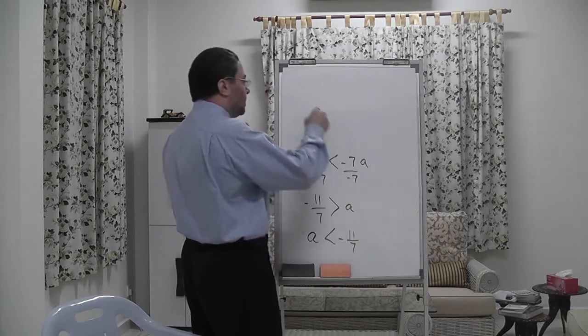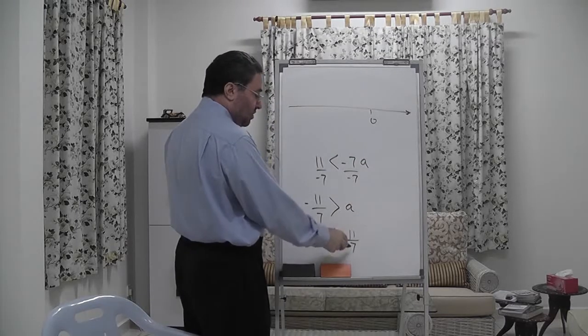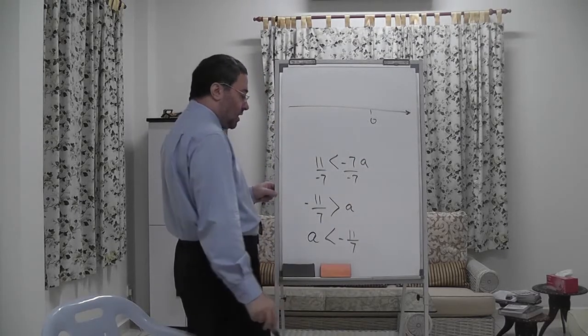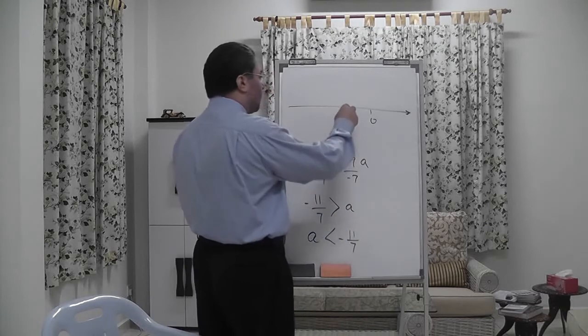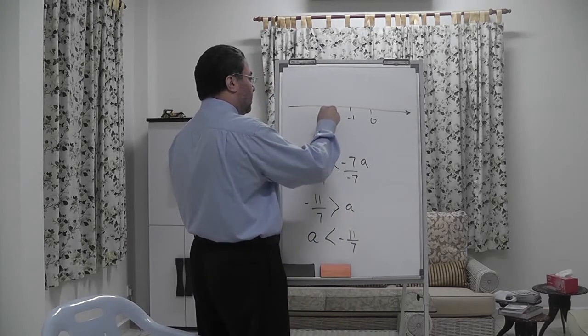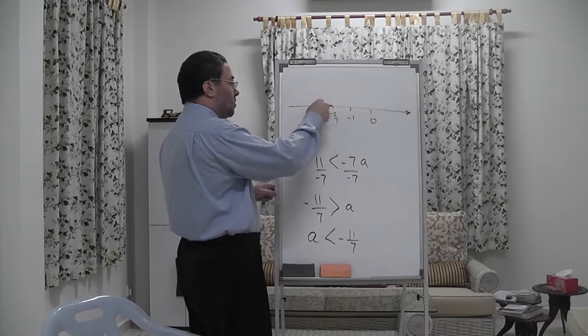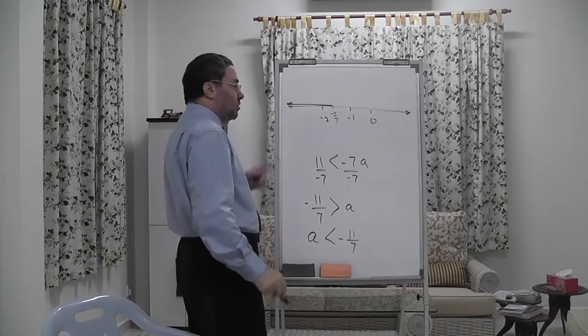And when we graph this, 11 over 7 is a little bit less than 2. So minus 1 and minus 2. Minus 11 over 7 will be somewhere here. And a is less than this, so we go all the way to the negative side.